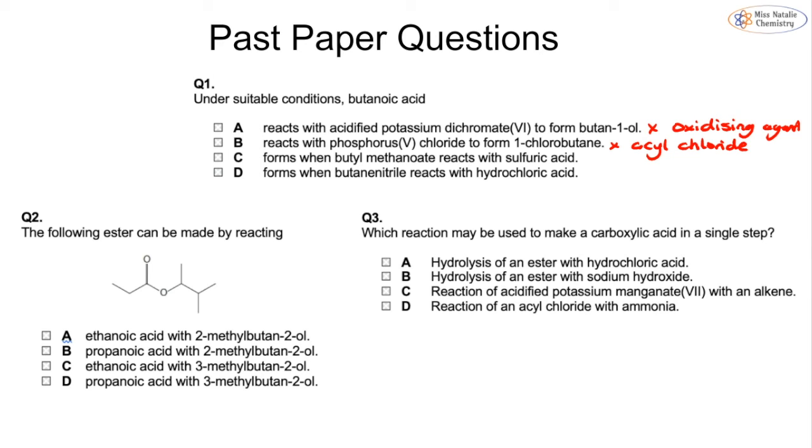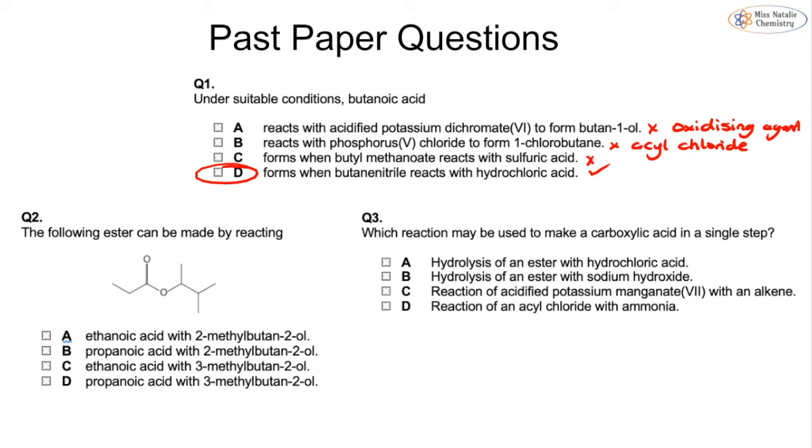For C, we'll form butyl methanoate when it reacts with sulfuric acid. Again, that has to be no, because the sulfuric acid is a catalyst to form the ester. But if we have the butanoic acid reacting with sulfuric acid, we will not get our ester. So just to check, the answer must be D. So when butanenitrile reacts with hydrochloric acid, that's acidic hydrolysis. So yes, that is our answer.